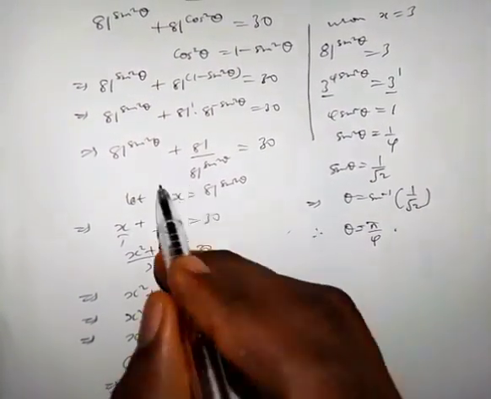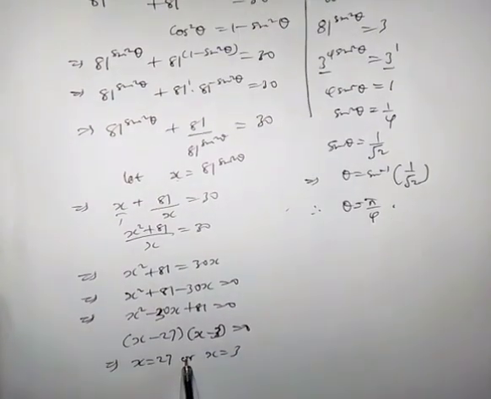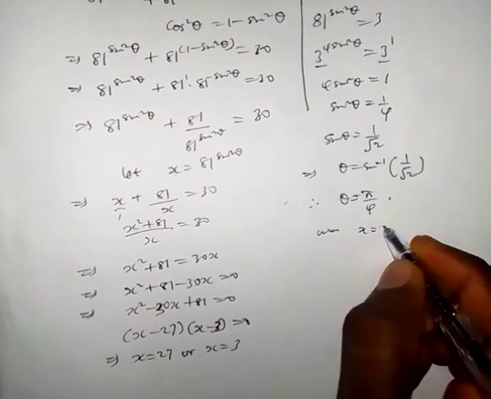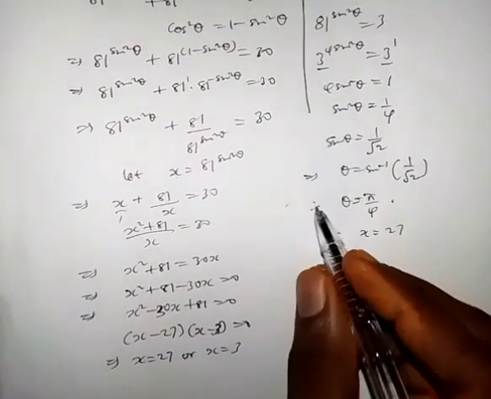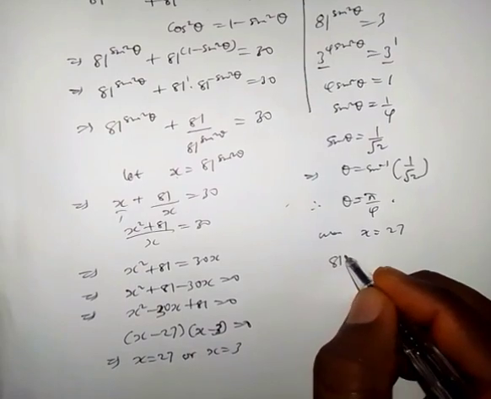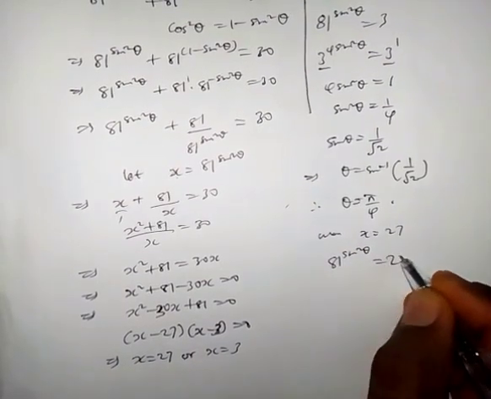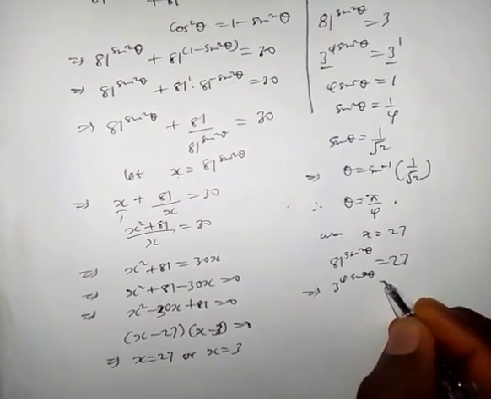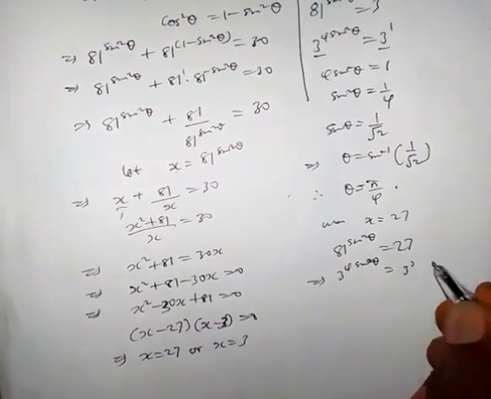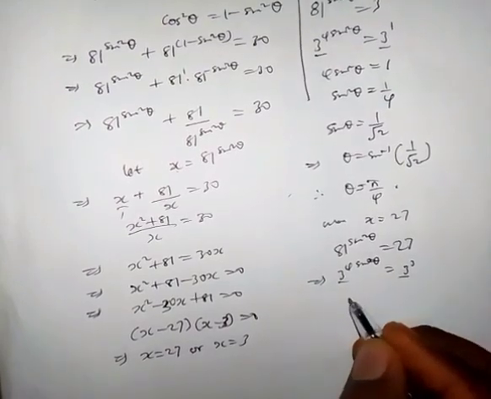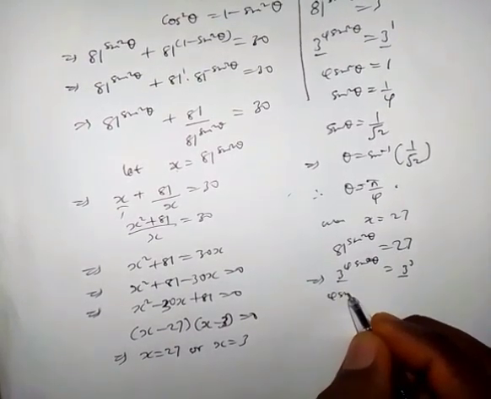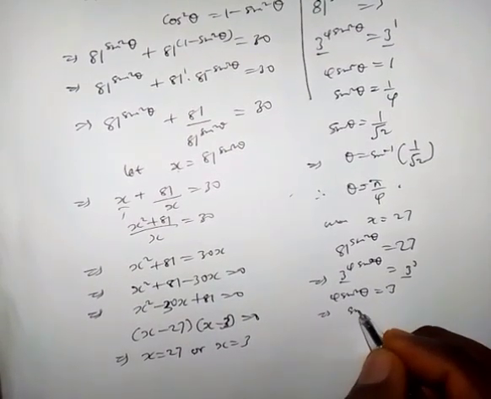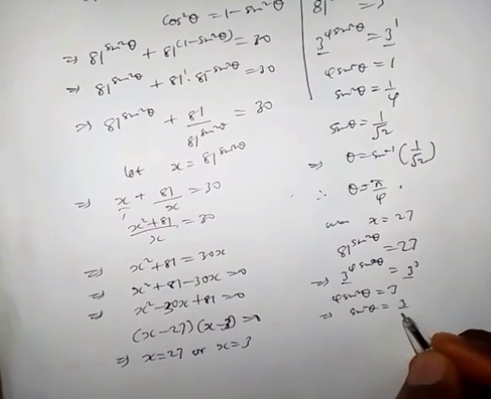For the second part, when x equals 27, we have 81 raised to the power sin squared theta equals 27, which implies 3 raised to the power 4 sin squared theta equals 3 raised to the power 3. Since the base is the same, also here we have 4 sin squared theta equals 3, which implies sin squared theta equals 3 over 4.